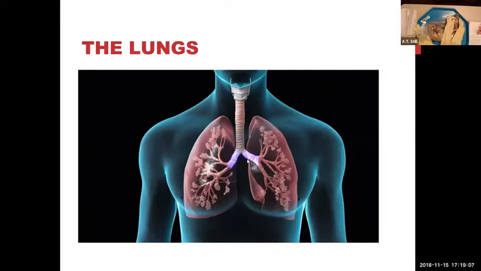And if you can see here, this little spot on the left lung looks different than the right lung, and that's because that's where our heart sits. So that's the cardiac notch of the left lung.